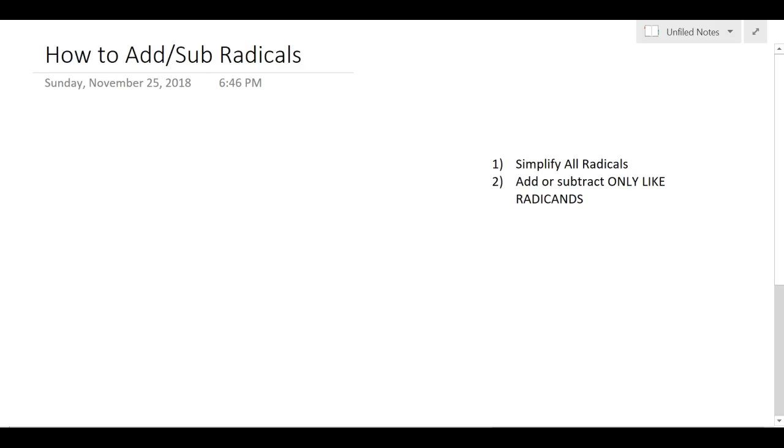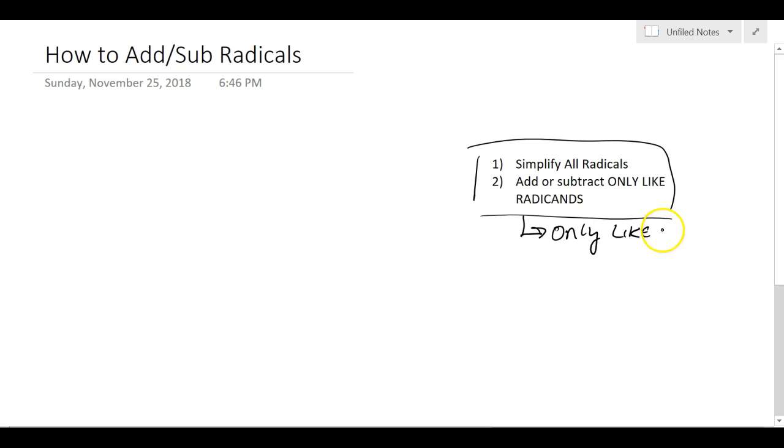Alright guys, so we're going to talk about how to add and subtract radicals today. It's actually very simple. There's only two little steps that we need to know here, which is simplify all your radicals and add or subtract only like radicands. And this is very simple. If you think of only like radicands in similar terms to only like variables, it's actually very easy to understand.